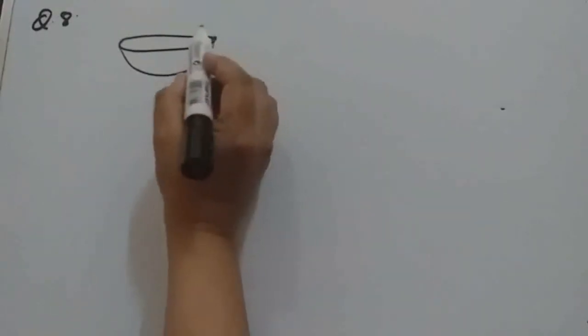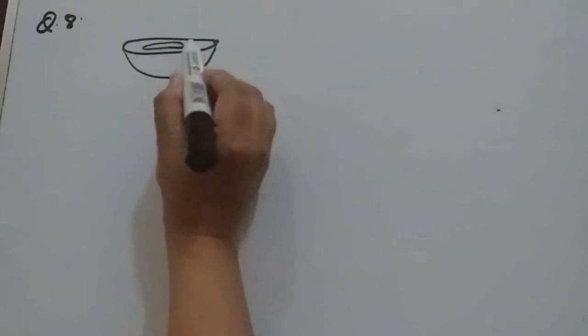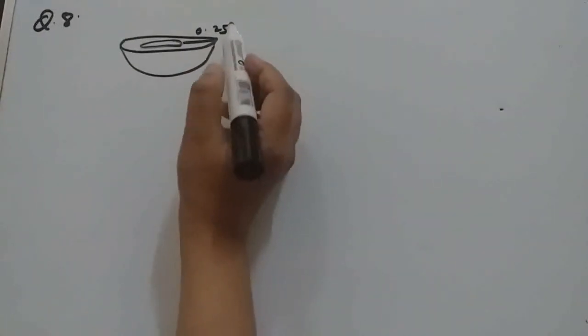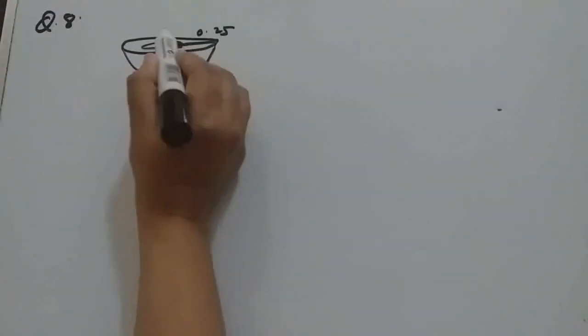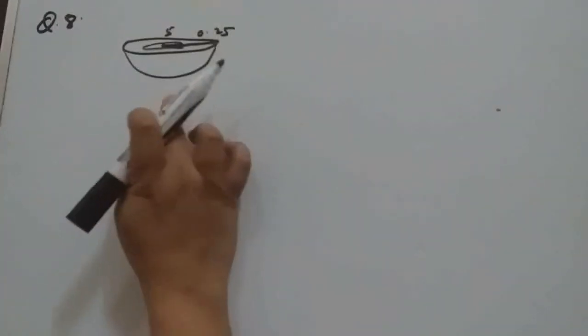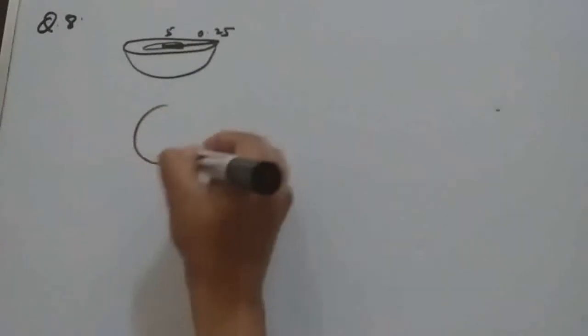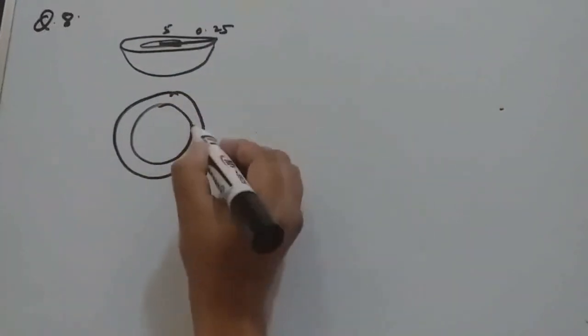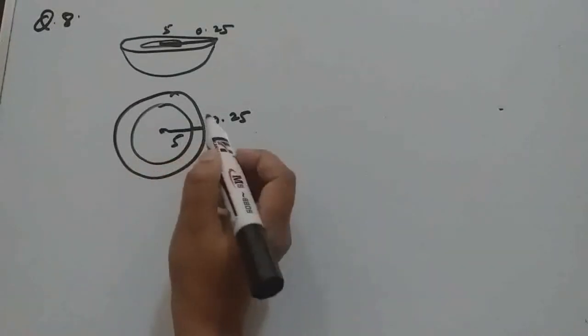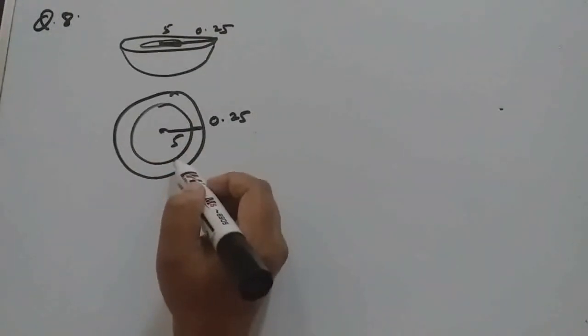Question number 8. A hemispherical bowl is made up of steel 0.25 centimeter thick. So this thickness is 0.25. And the inner radius of the bowl is given as 5. If we observe the top view of the bowl, we will get it like this. This thickness is 0.25 and this radius is 5. So we should find the outer curved surface area of the bowl.